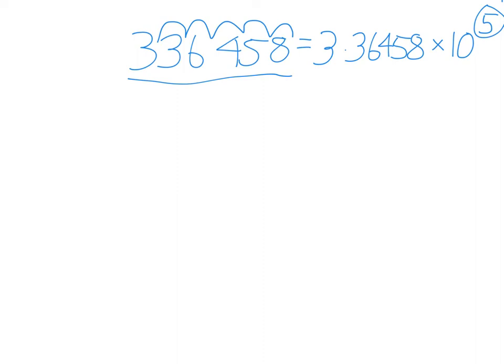Another way you can think of it is this is 336,458. So I've taken 3.36458 and I've had to times that by 100,000, which is 10 to the power of 5, okay? One more example.